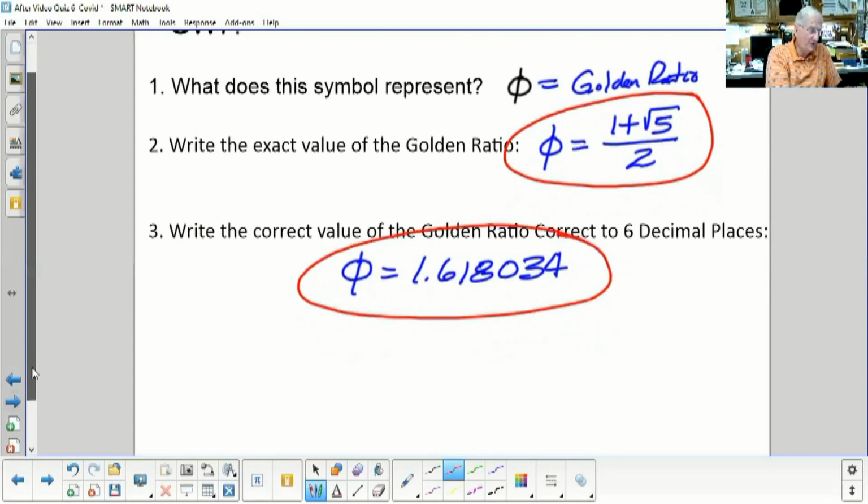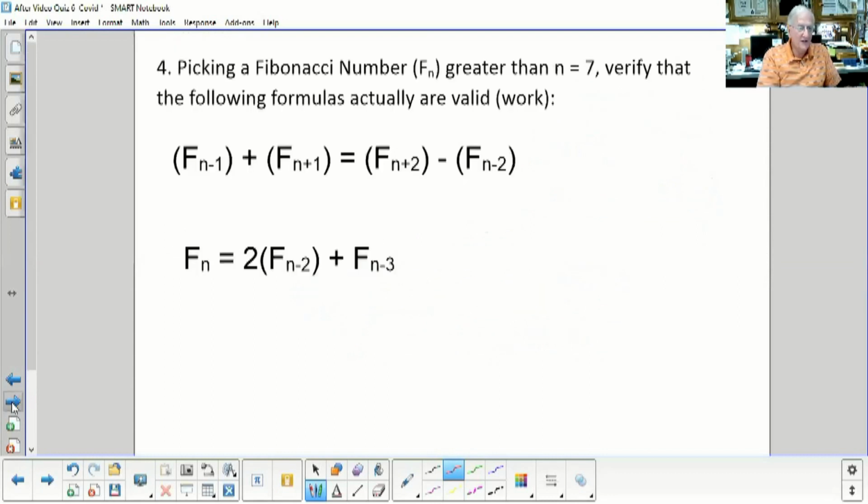I don't believe I have anything else on this sheet. Let's go to the next sheet. Picking a Fibonacci number F sub n greater than 7, verify the following formulas are actually valid. They will actually work. All right, well, here's what I did.